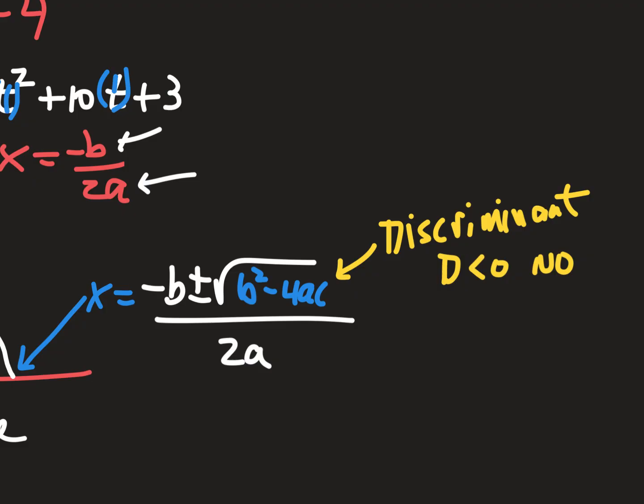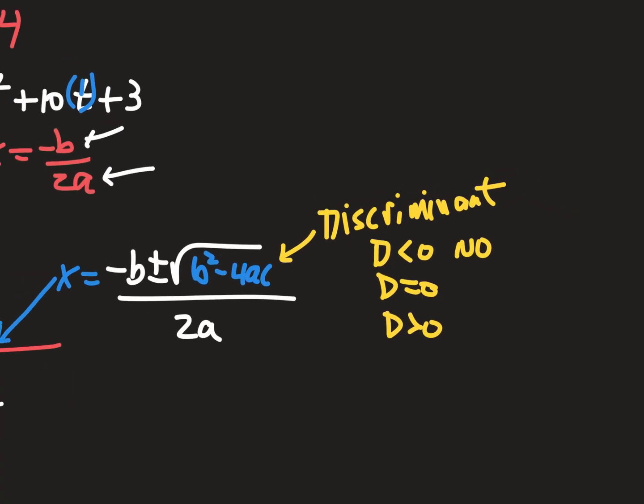Well, what if D isn't negative? What if D is 0? Or what if D is positive? Would you please write down, recall for yourself, what number of solutions would you have in those two cases?